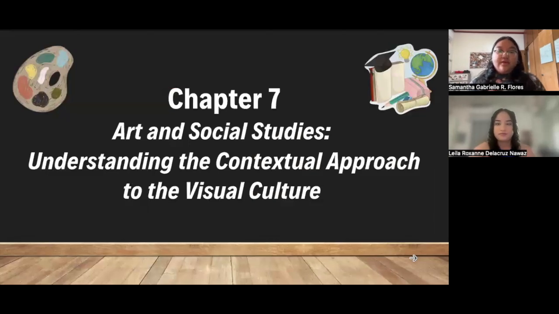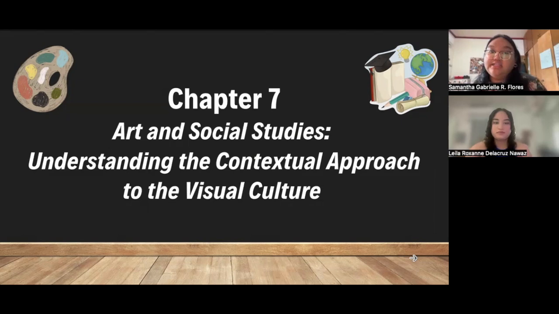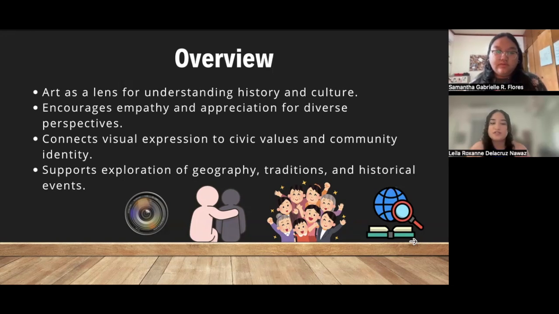So now we'll go into chapter 7, which focuses on art and social studies, understanding the contextual approach to visual culture. The overview for chapter 7 is art as a lens for understanding history and culture, and it encourages empathy and appreciation for diverse perspectives. It connects visual expression to civic values and community identity, and supports exploration of geography, traditions, and historical events.